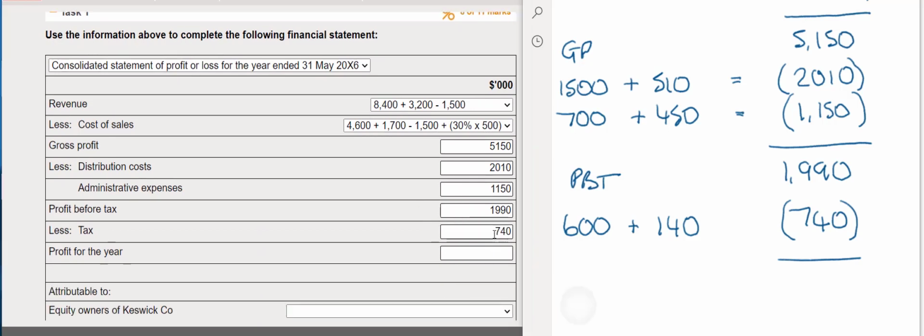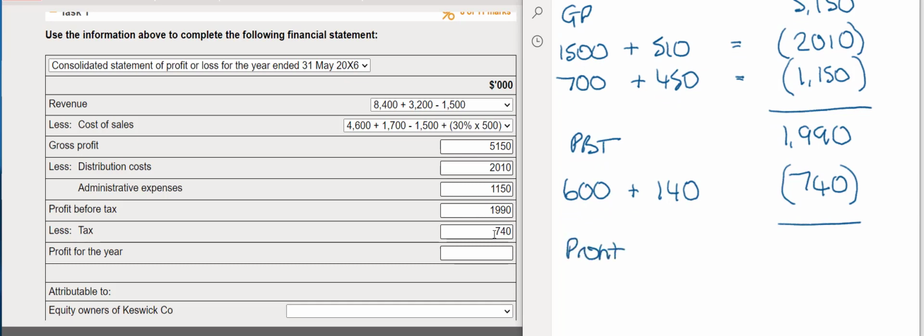This then brings us down to the profit for the year. So taking my profit before tax, removing the tax, and therefore we are left with 1,250,000. Again, adding that to the box provided.